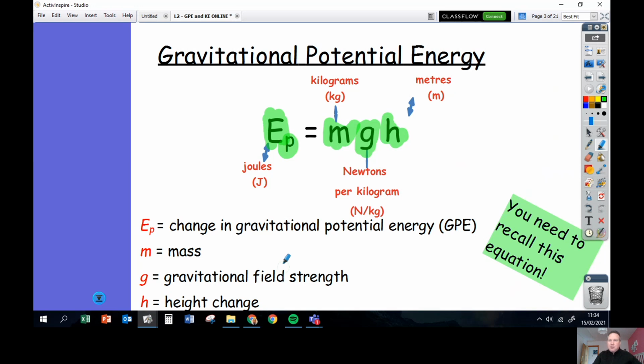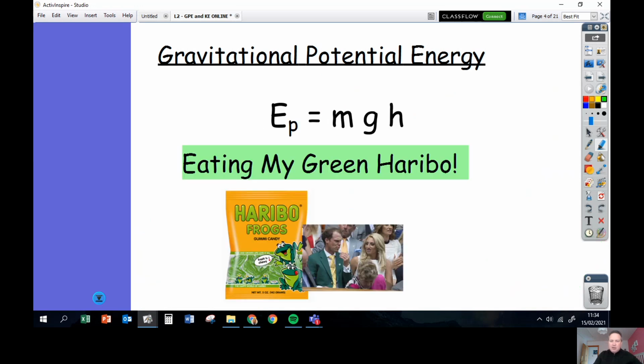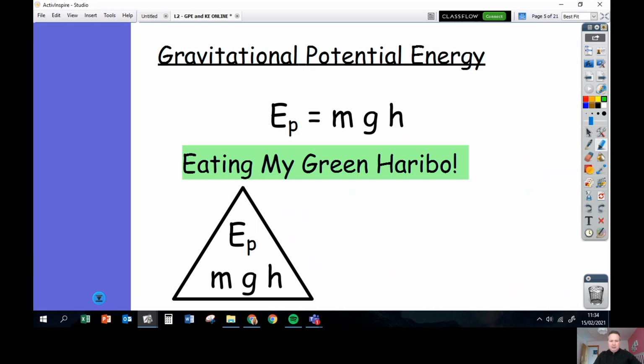And just like in every formula we need to remember in physics, we will teach you a mnemonic so you can remember those quantities in the right order. E equals mgh. We say EMGH, eating my green Haribo. Like every triangle we teach you, the first letter goes on top of the triangle, if you write it as a triangle, and every letter after that goes on the bottom row of the triangle. So it ends up as a formula triangle looking a bit like this. So energy, mass, gravity, height.